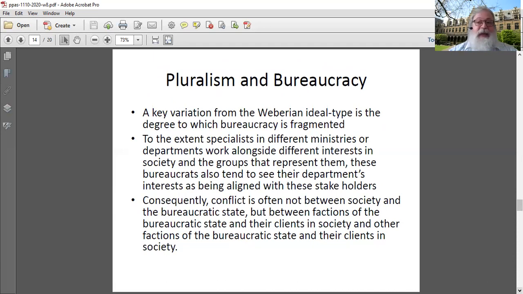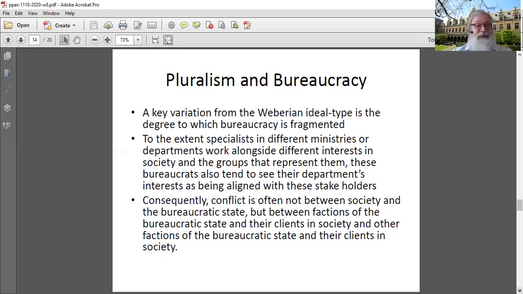Now, a key variant from the Weber ideal type is the degree to which bureaucracy is fragmented. Basically, when somebody says to me, what does the Canadian bureaucracy think of and pick an issue? I often reply to them which part, because depending on what department somebody works in, they might have a very different view of an issue. The opinions of the people in Indigenous affairs is often very different than the opinion of people in natural resources.